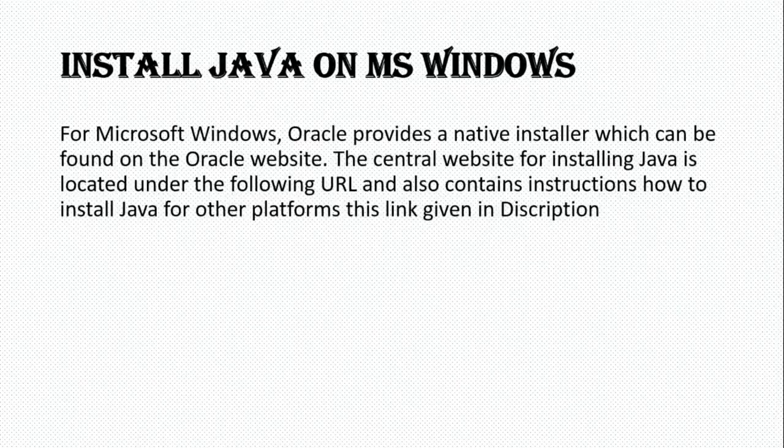Install Java on MS Windows. For Microsoft Windows, Oracle provides a native installer which can be found on the Oracle website. The central website for installing Java is located under the following URL and also contains instructions on how to install Java for other platforms. The link is given in the description: http://java.com.